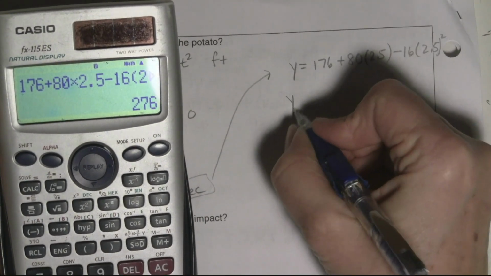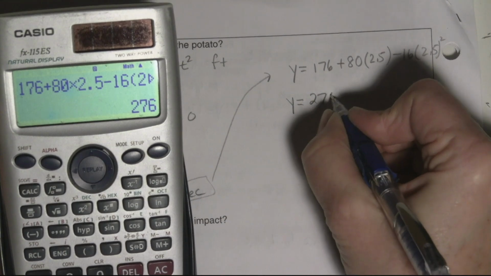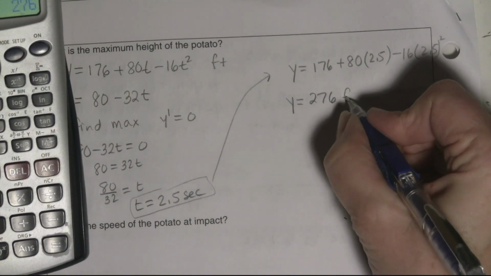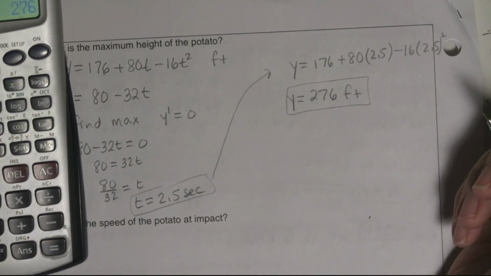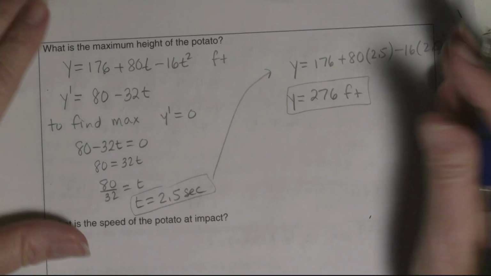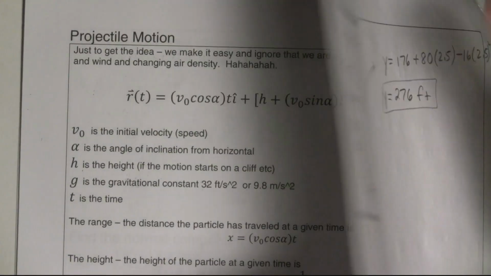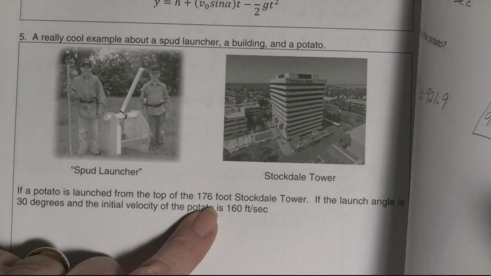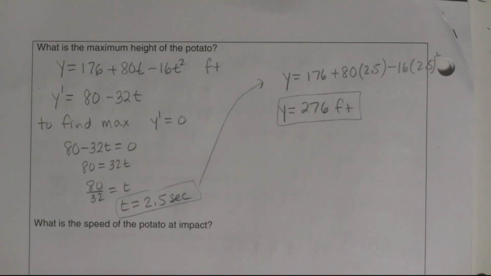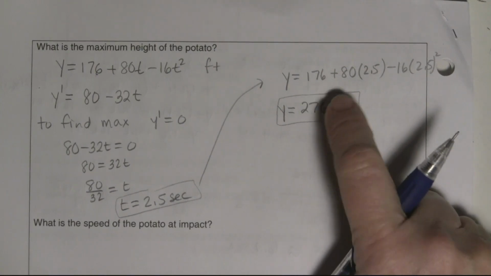So I'm getting y equals 276, and this would be in feet. So that's the highest it goes. So it started off on the top of the building at 176, oh, it's just coincidental. It was 176 feet to start with. And so it just went up another 100 feet is all that it did.